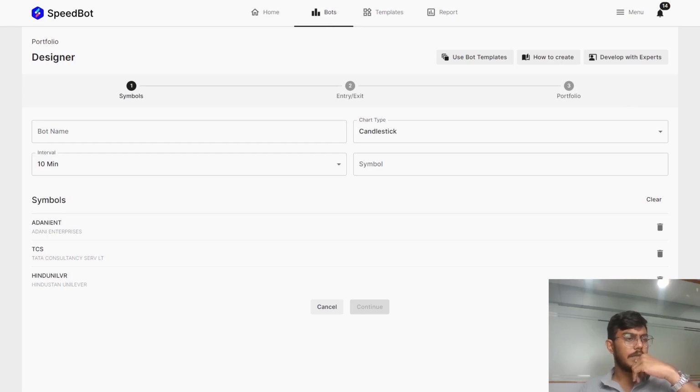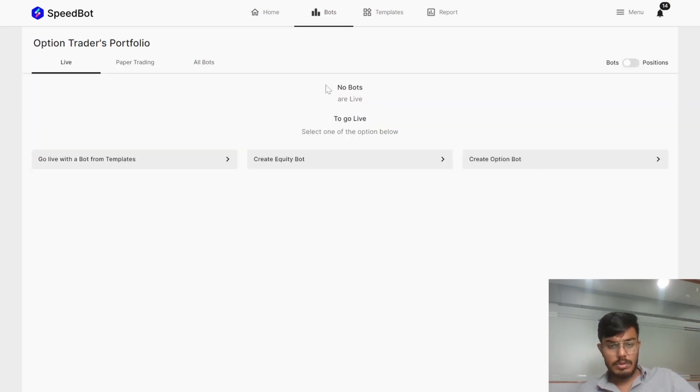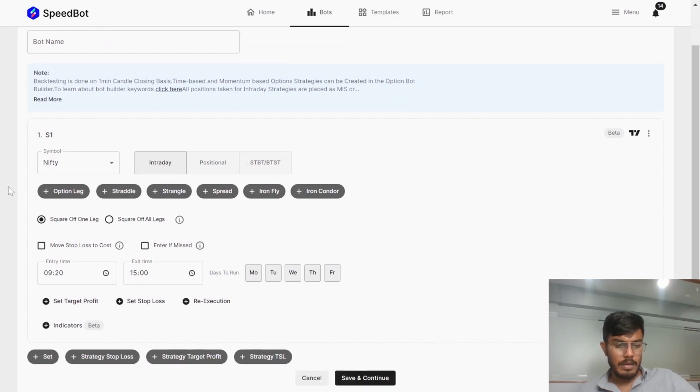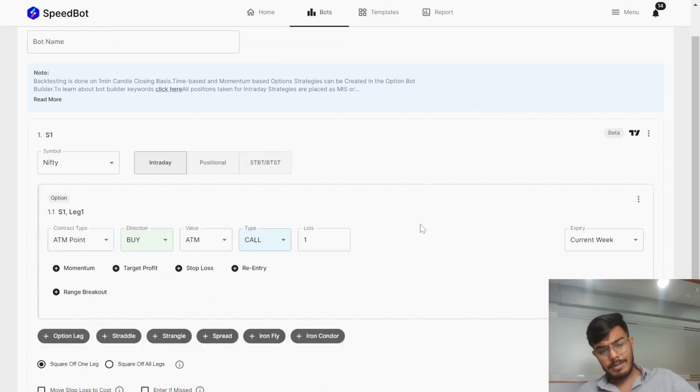Okay, so we have Nawaz Bera over here asking, I want to select contracts on the basis of premiums. This is basically an options bot builder question, that Nawaz wants to select the option contracts on the basis of premium. So Nawaz, let me just share it with you. I'll just go to the create option bot feature. And over here, let me just add one leg.